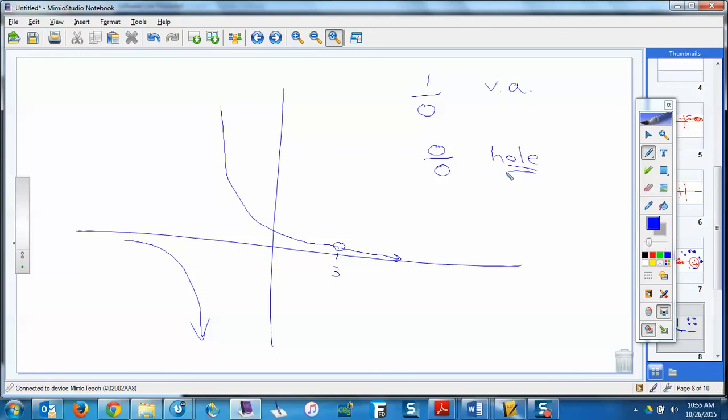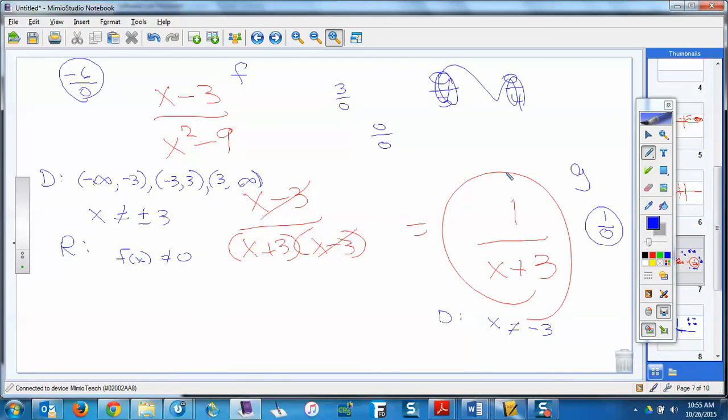If you get 0/0, that's a hole in the graph. And that's why at 3, there's a hole. So those graphs are identical except at 3. One, there's a hole, the other one, there's not. And again, why is there not a hole? Because we canceled it out, right? When we simplified, we canceled it out. 3's not a problem anymore after we simplified. Okay. Well, like I say, we're going to get into more of that later.